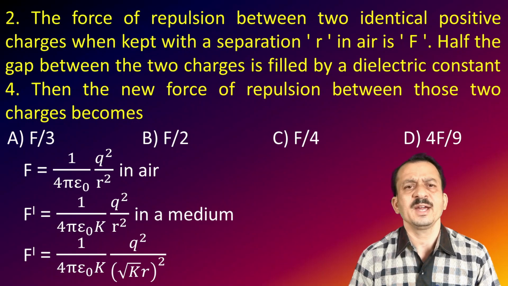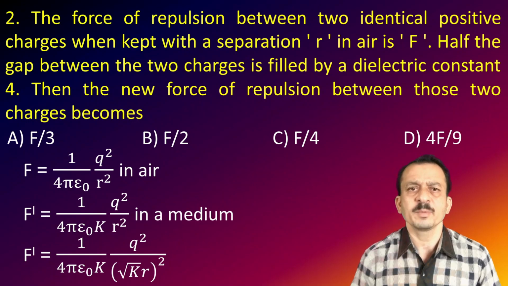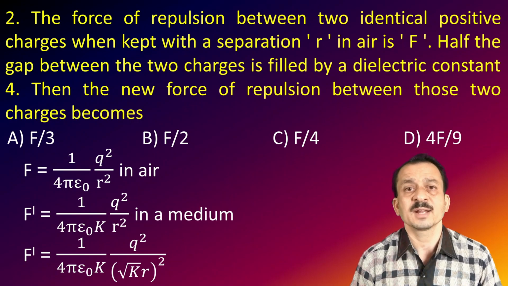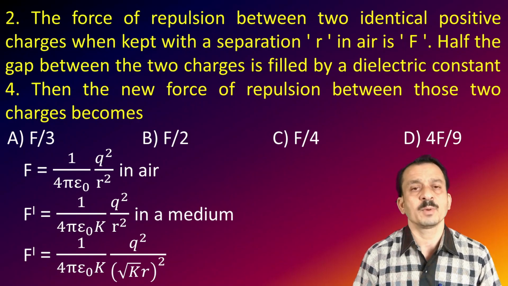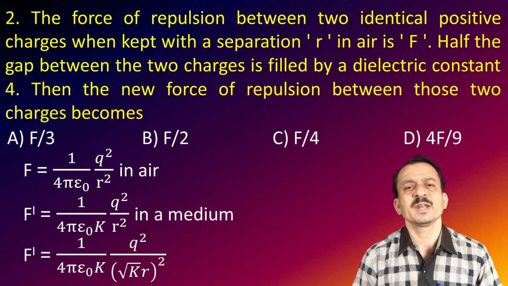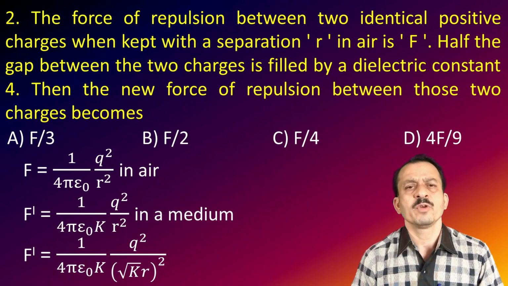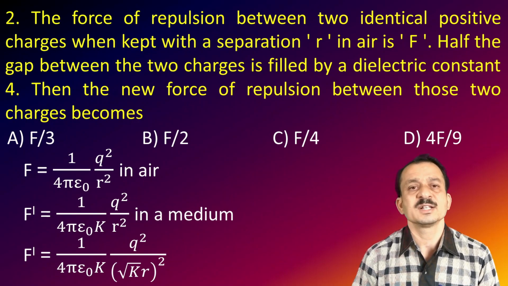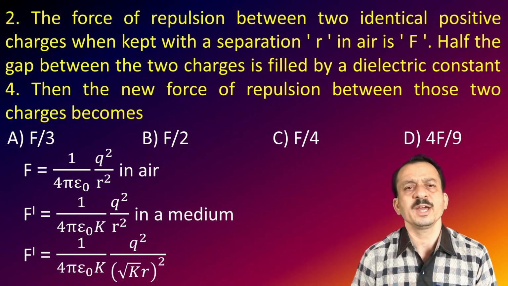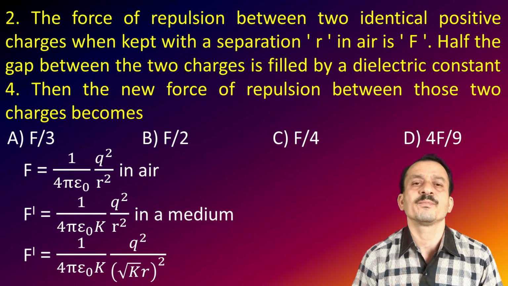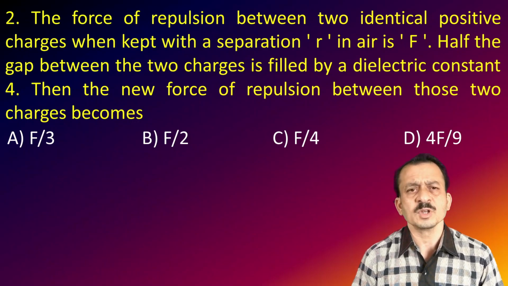Because k and r both are variable, here they are not completely replacing the air medium by another medium of dielectric constant. Half part is air medium and the remaining half is dielectric medium. For that reason, we are taking the dielectric constant inside the distance term. Therefore, it becomes root k into r whole square. So let me show that with the help of a simple diagram.